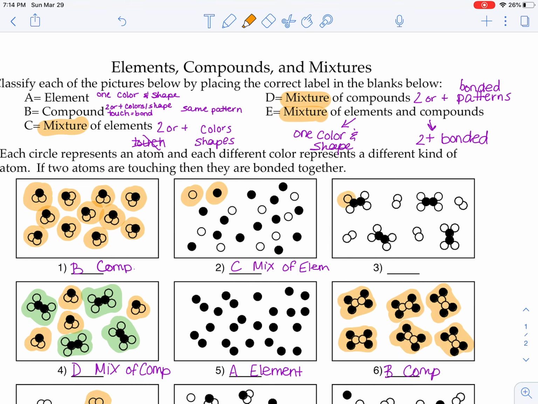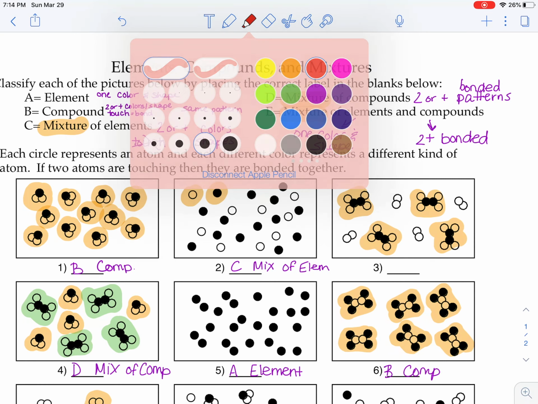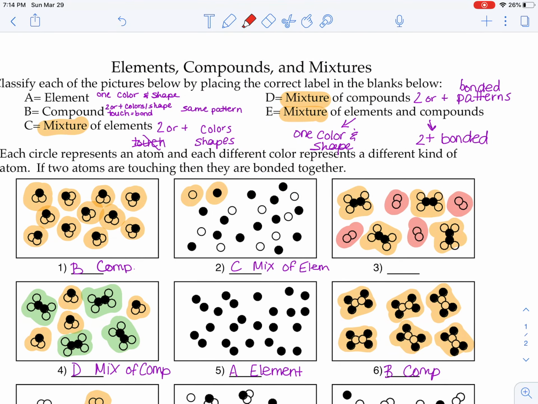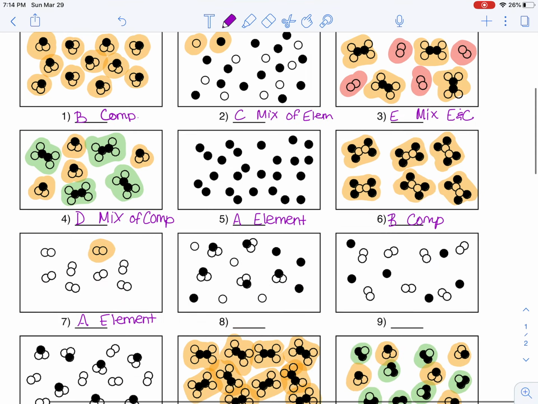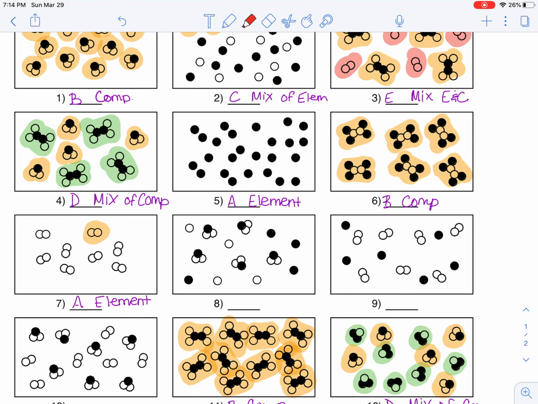So here for number 3, I have these compounds here, and I also have these little pairs of elements. So this is a mixture of elements and compounds. For number 8, I have some single elements here. I have some other single elements here. And I have some compounds. So this one is still E, a mixture of elements and compounds.